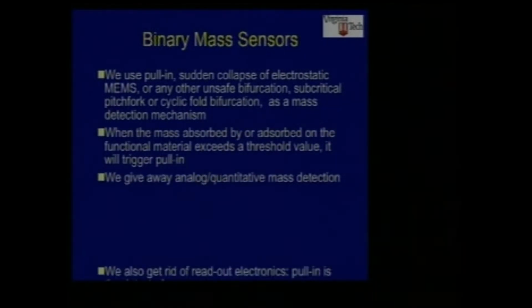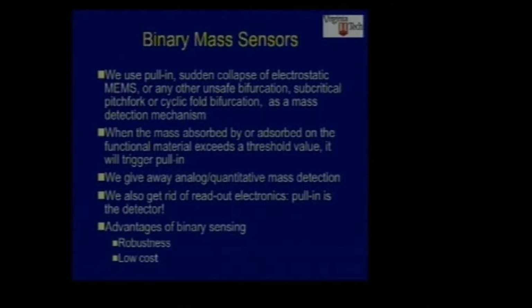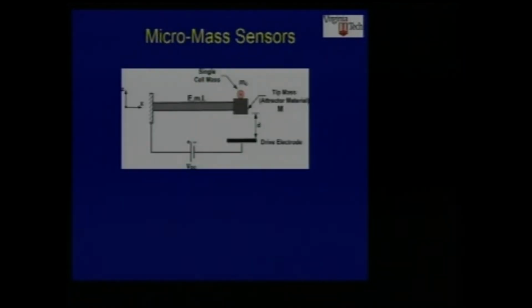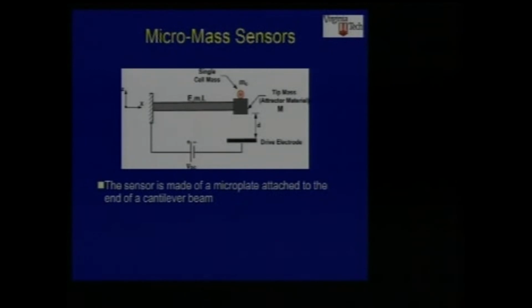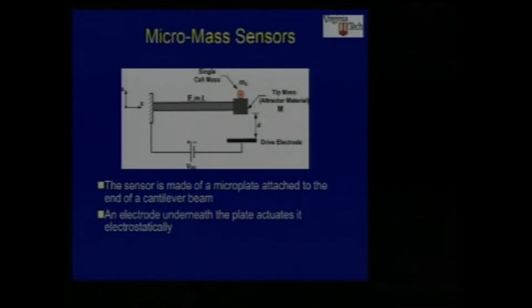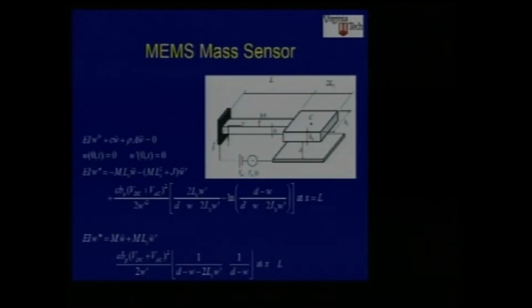And this is what I explained before. Here is the system. I explained that it is a cantilever beam with the plate in here, so that I don't repeat myself, with the electrode. And when you have the functional material, here it is. So this is now the mathematical formulation.